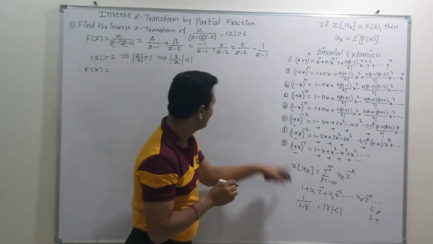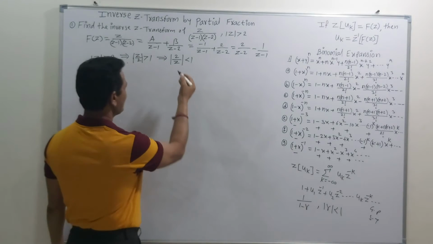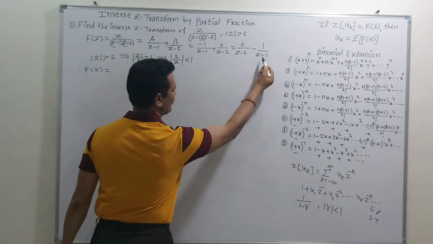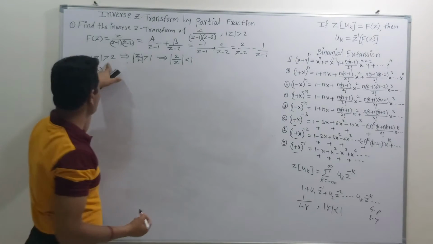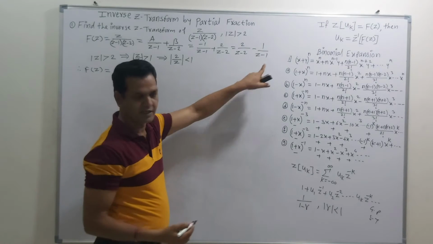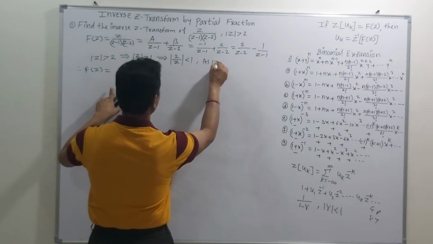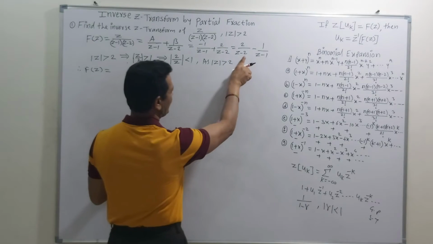That means for writing this first term in this form and this second term in this form, here the value of r is 2 upon z, so we can write it for this first term. But what about this second term? There is no such region of convergence for this second term. But friends, observe that as mod of z is greater than 2, here the value is 2.